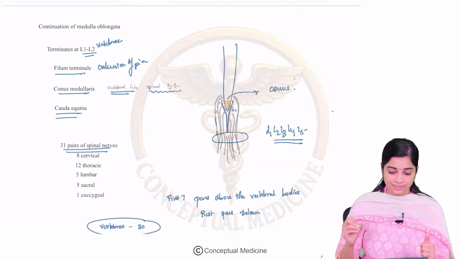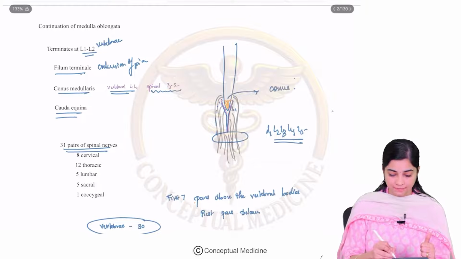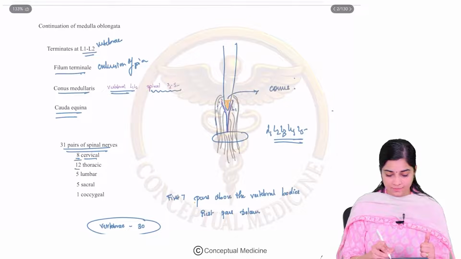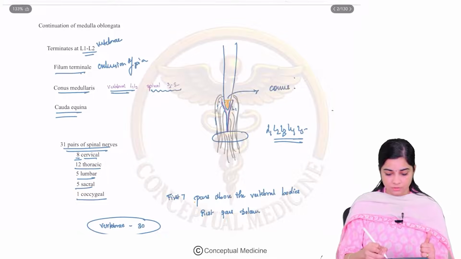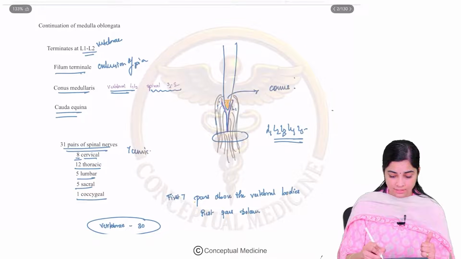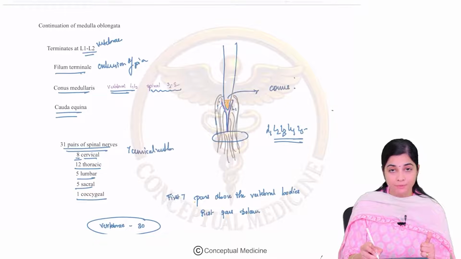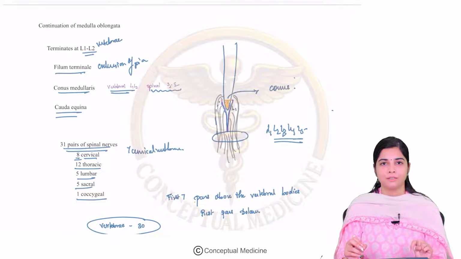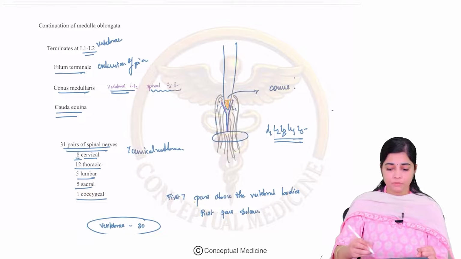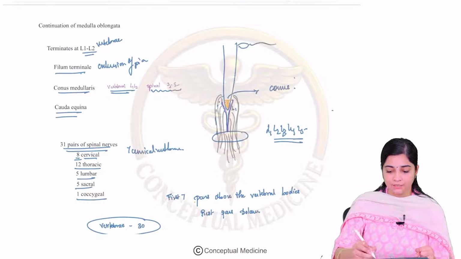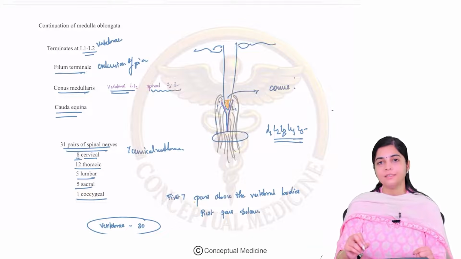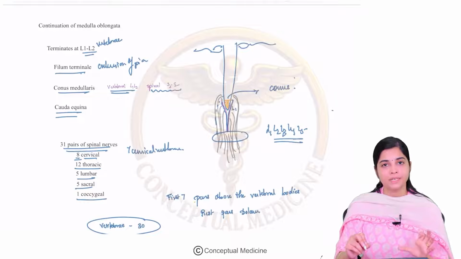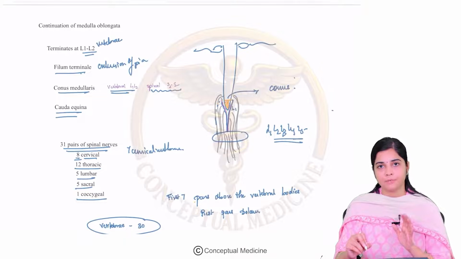Okay, so what are the number of spinal nerves? We have 8 pairs of cervical nerves, 12 thoracic, 5 lumbar, 5 sacral, 1 coccygeal. So you can see that there are 7 cervical vertebrae. The number of vertebrae is only 7, but the number of nerve roots in the cervical cord is 8. So from the spinal cord we have nerve roots which come out like this. Okay, these are called the spinal nerves. So the number of spinal nerves is slightly different from the number of vertebrae.